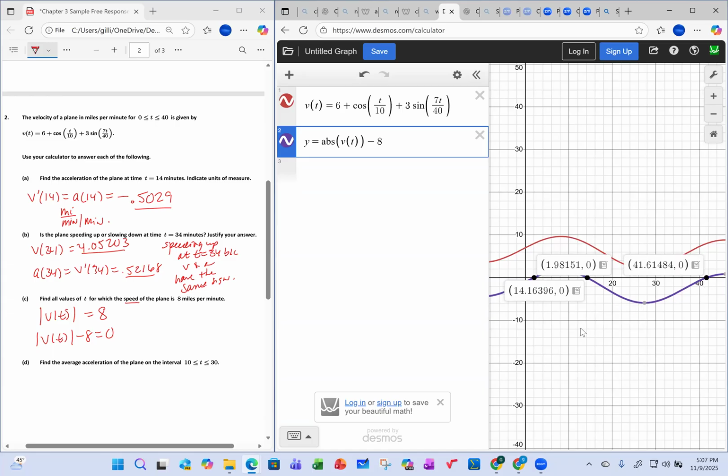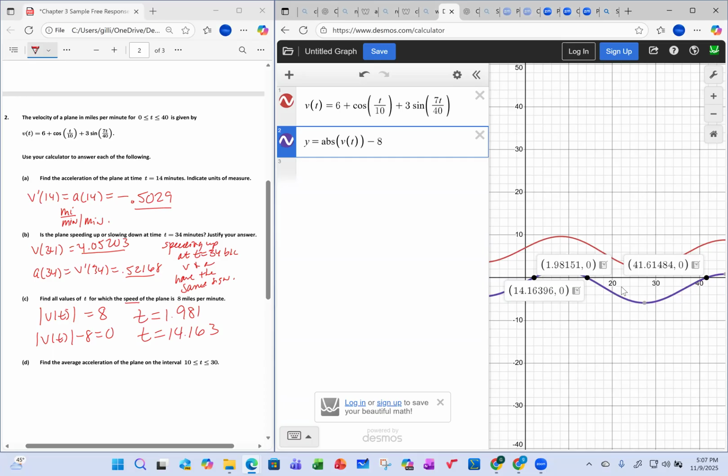That's beyond 40, by the way. So I could see that my 0 here is at t equals 1.981, and as well as another time, 14.163 minutes. This time over here is beyond 40, so we're only within the 40.